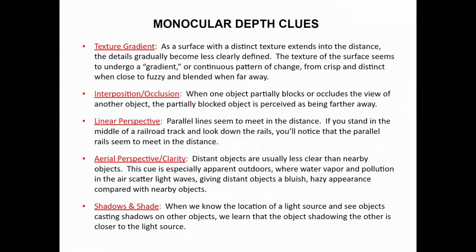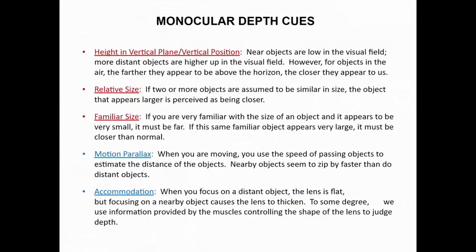Aerial perspective and clarity. Distant objects are usually less clear than nearby objects, right? The cues are especially apparent outdoors, and we'll see an example of that here momentarily. And then shadows and shades. They let us know where the light source is located, right? So if you have a shadow off your left side, you know there's a light source on your right. Okay. Height and vertical plane. Near objects are low in the visual field. More distant objects are higher.